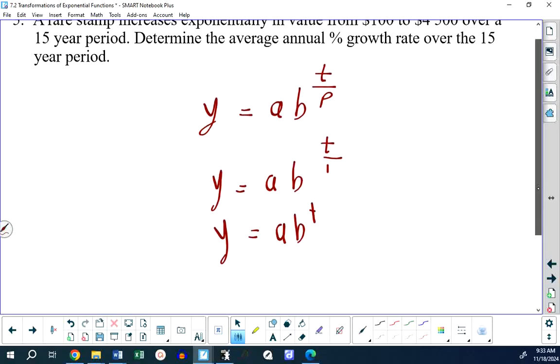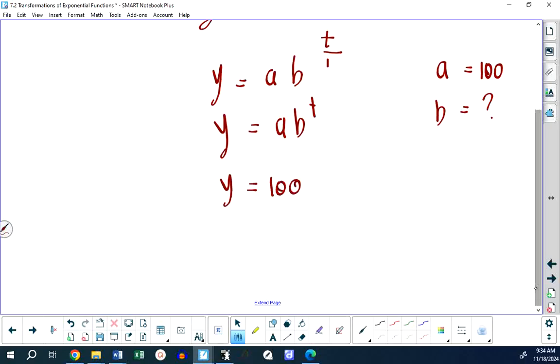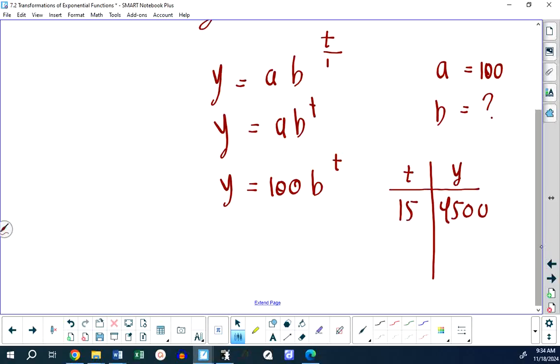The only thing we know here in terms of the parameters is that A is equal to $100. We do not know the value of B, but I hope you would agree that if it says determine the annual percentage growth rate, B contains the answer to that question. If we knew what B was, we could figure out what the growth rate is. So it's a missing parameter problem. We have y equals 100 times b to the t, but we also know that after 15 years, the value of the stamp is $4,500. So we can load that in: 4,500 is equal to 100 times b to the 15.